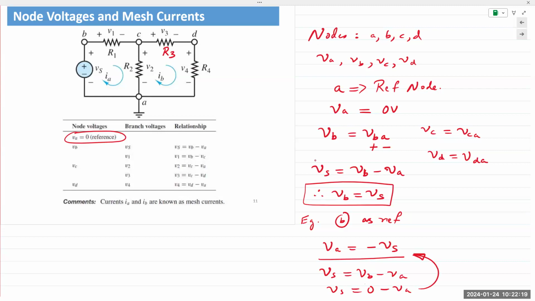So when you're choosing a reference node, feel free to choose any node in the circuit, but it would make the analysis more efficient if you choose one end of the voltage source. And typically, the negative end of the voltage source is chosen as your reference node. It just makes things easier. All right, 10-second pause. Let me know if you have any questions.